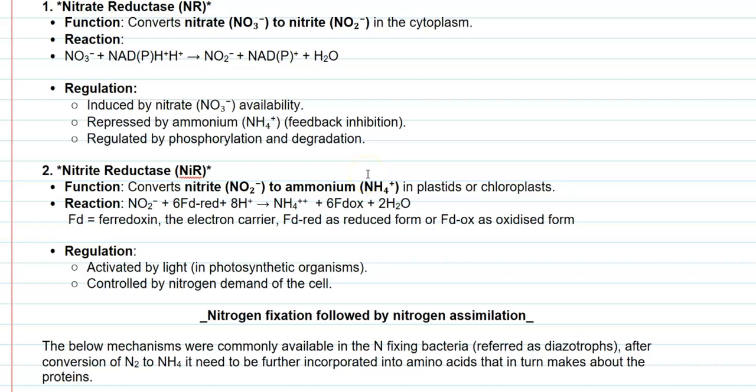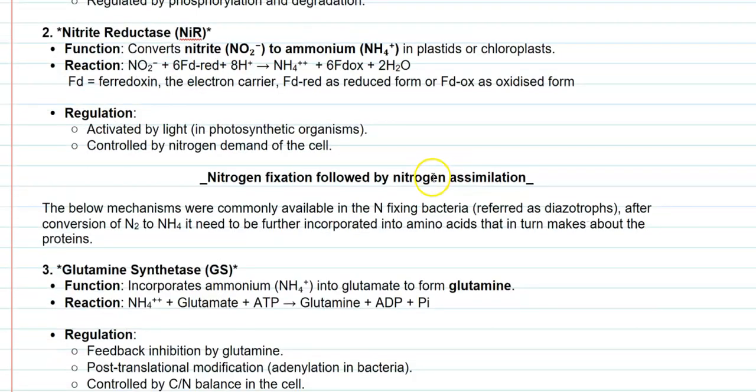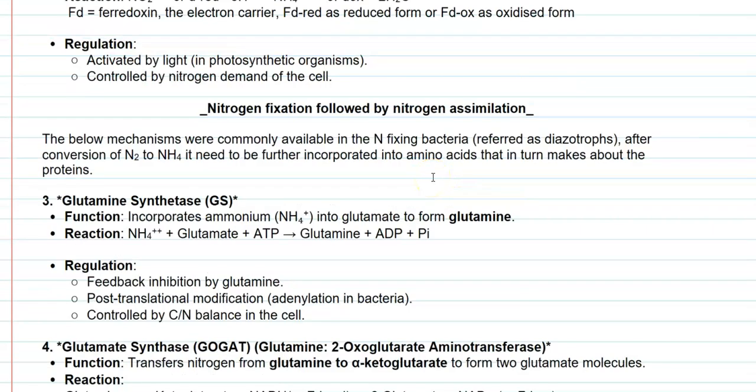If you look at the regulation of this enzyme, it is mainly activated in the presence of light, especially in photosynthetic organisms. Apart from that, based on the demand for nitrogen by the cell, this particular enzyme is regulated. Next, we look at how the nitrogen that has been fixed by prokaryotic organisms, that is, nitrogen converted into ammonia, gets assimilated inside the cell.